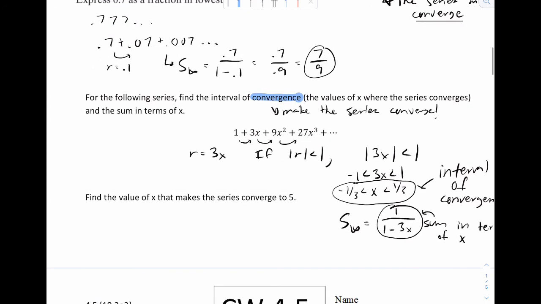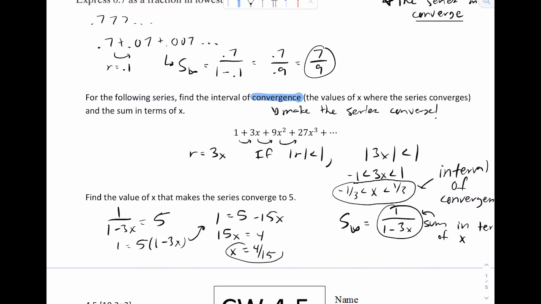And then here's the cool part. Find the value of x that makes the series converge to 5. So just get the thing you found, make it equal to 5, and solve it. So that would mean 1 is equal to 5 times 1 minus 3x. So 1 is equal to 5 minus 15x. So 15x is equal to 4. So x would be 4 over 15. So what this means is if x is 4 over 15, the series will converge to 5, meaning the infinite sum would be 5. And we're done.